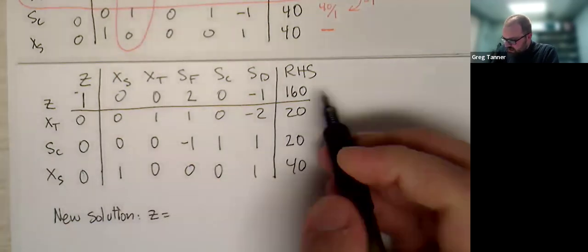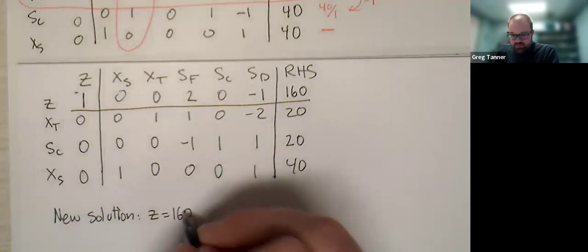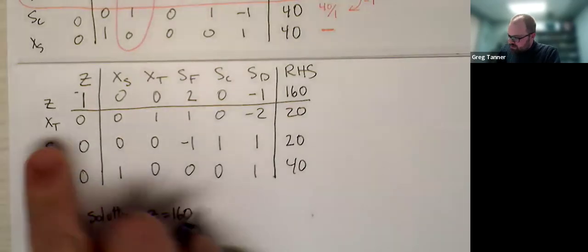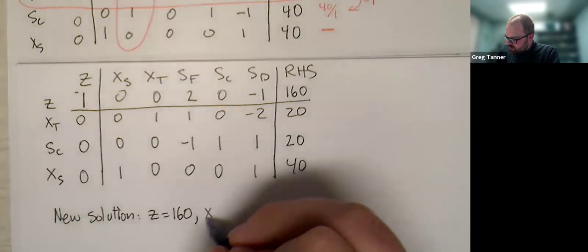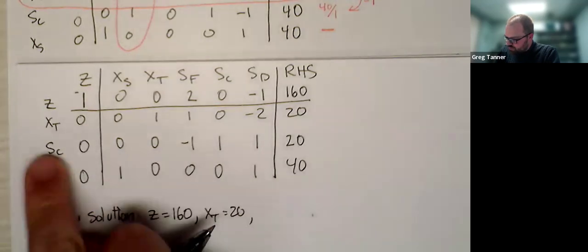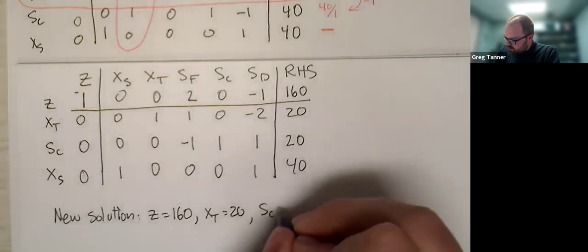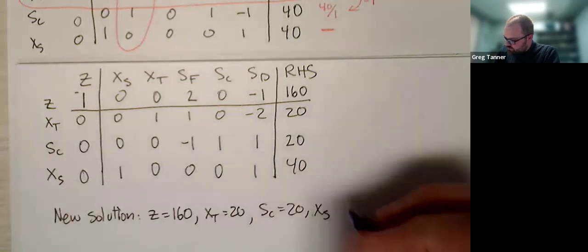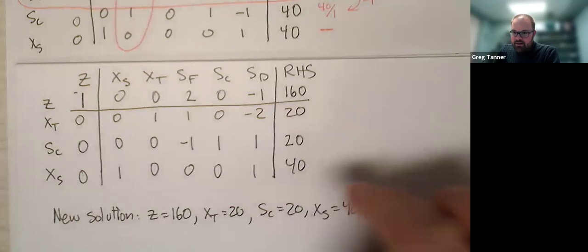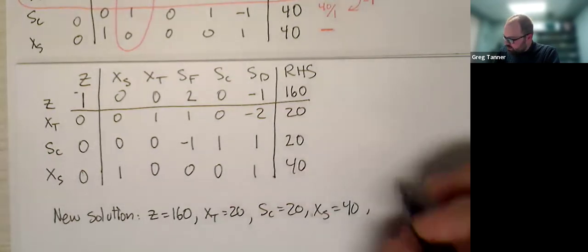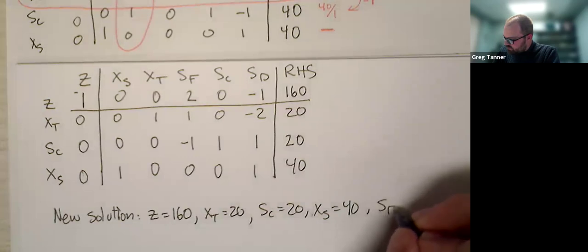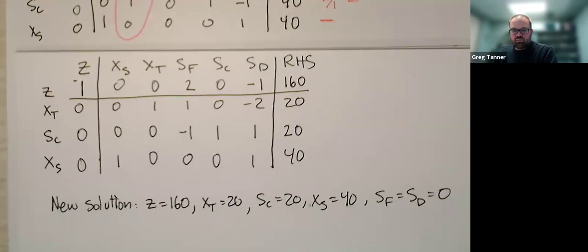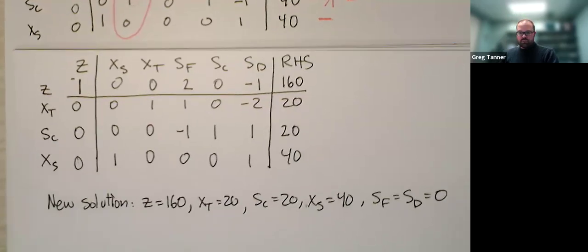Our objective value Z increased to 160. That's good. We should always see this, our objective value improving. XT, we can read it off this row. XT equals 20. SC equals 20, and XS equals 40. I'm reading those off the right-hand side because the other variables, SF and SD, are both 0. Okay, that's my new basic feasible solution.